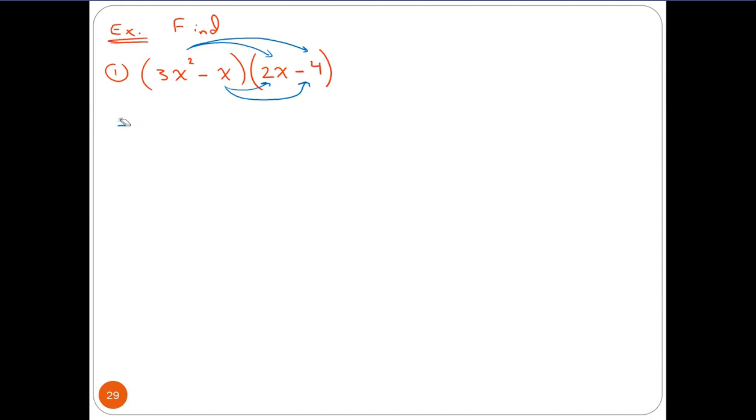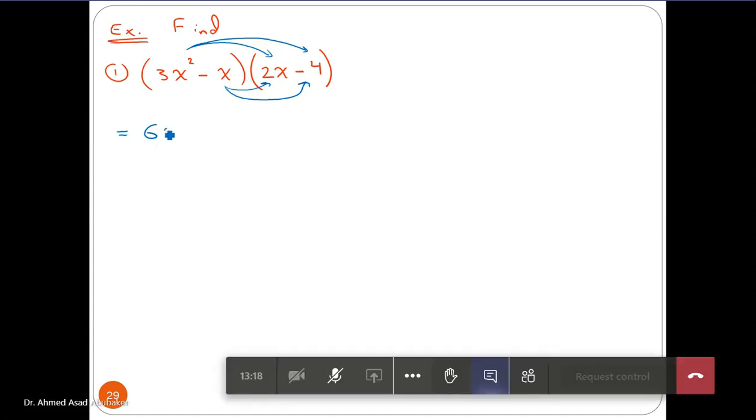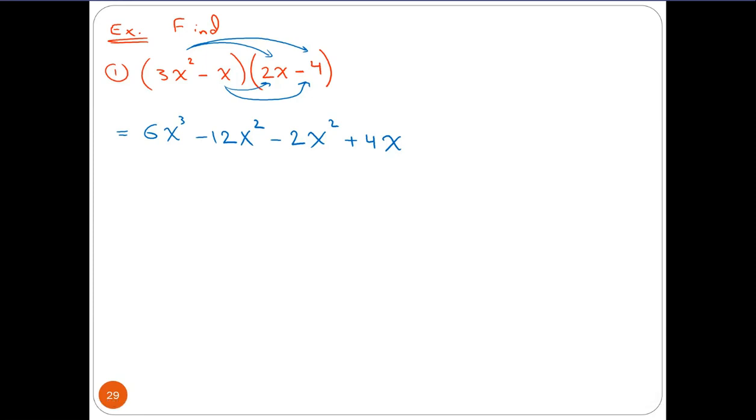So we have, look at this, 3 multiply 2, we have 6, x squared multiply x, x to the power 3. 3 multiply negative 4, negative 12, x squared. Now we have negative x multiply 2x, negative 2x squared. Negative x multiplied by negative 4, we have positive 4x. Okay. Now we can make it more simplified.